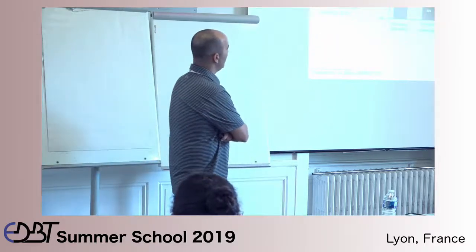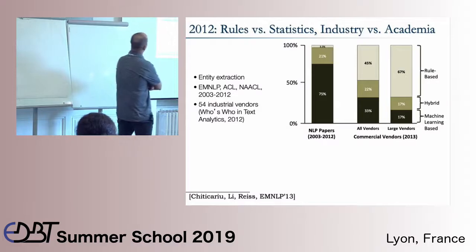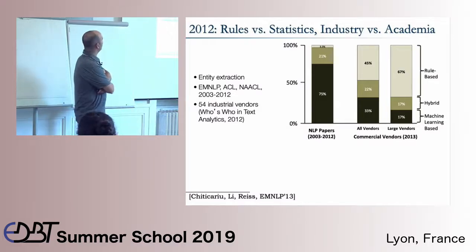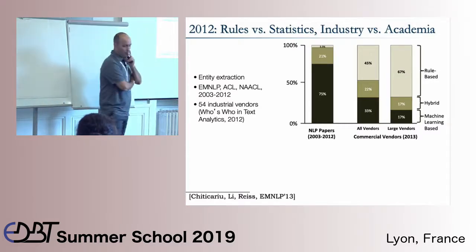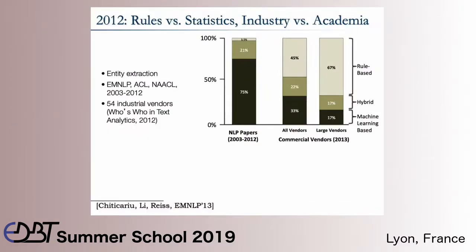Okay. So now, going back to 2012. There was this study showing that although there was a lot of progress in the statistical models for information extraction, when you were looking at what people have been doing in the industry, a lot of it was based on rule systems, deterministic systems.